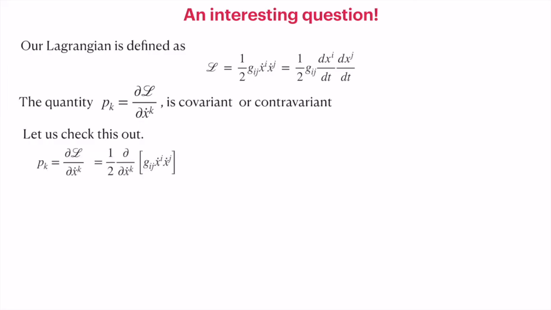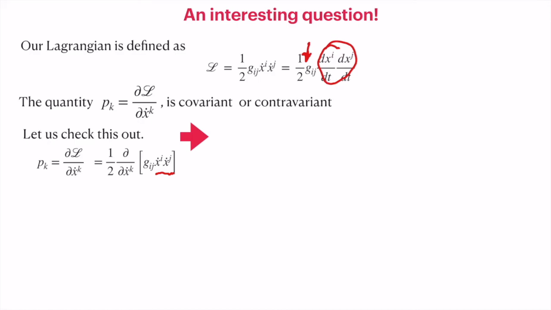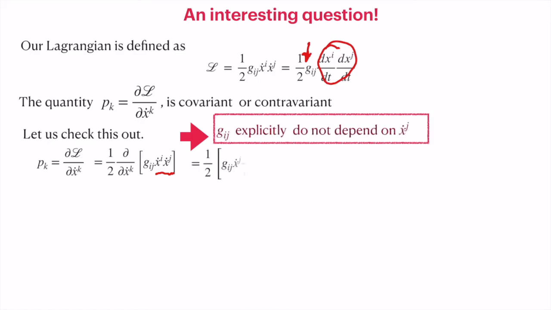So let us look at this. How does it transform? Let us do dL by dx dot k, which is equal to half d by dx dot k of g_ij x dot i x dot j. Now we can differentiate it. In general, during the transformation, we have seen that the g_ij's do not explicitly depend on the velocity. We have factorized all the terms which depend on the velocity to write it as a quadratic term like here. So g_ij do not depend on the velocity. That means that we can simply take it as a constant because it is a partial differentiation.